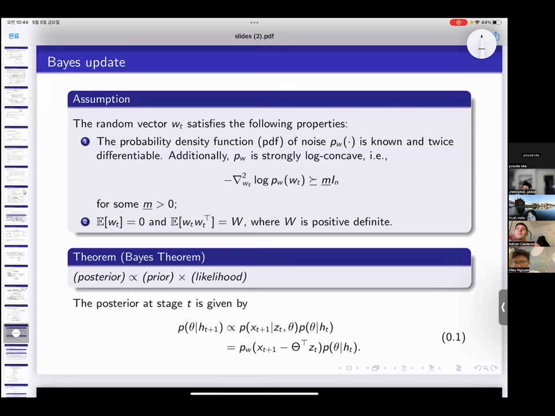Here is an assumption imposed on the noise. It seems quite restrictive, but this assumption relaxes the Gaussian assumption up to a certain level. The assumption is that the probability density function of the noise is strongly log-concave, and moreover, the mean is assumed to be zero and the covariance is assumed to be positive definite.